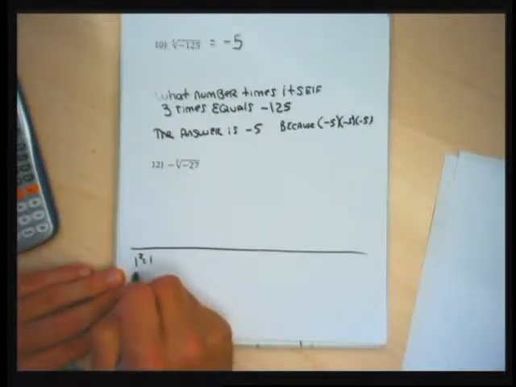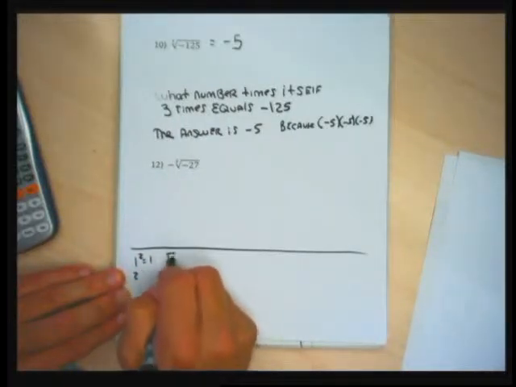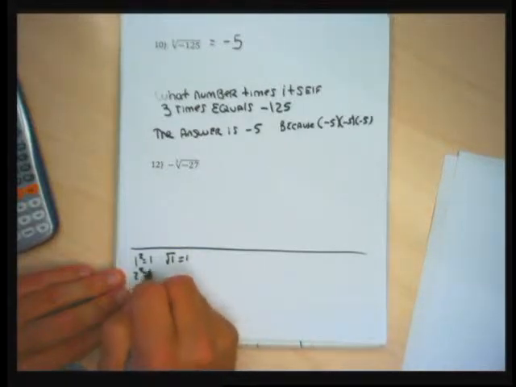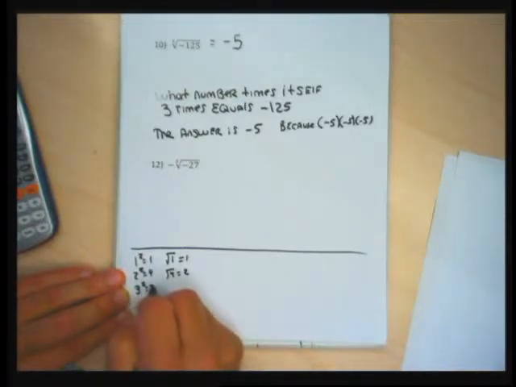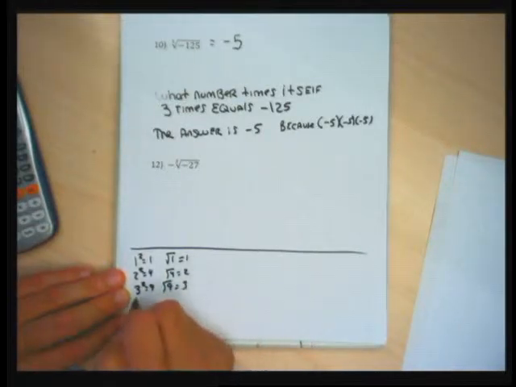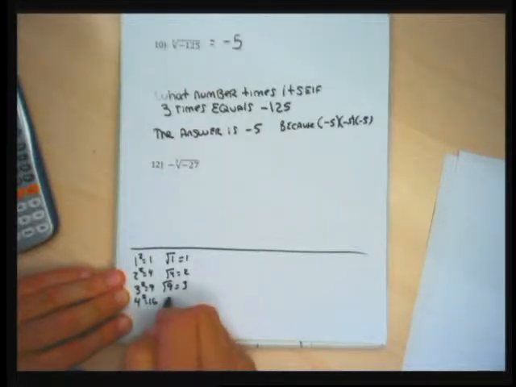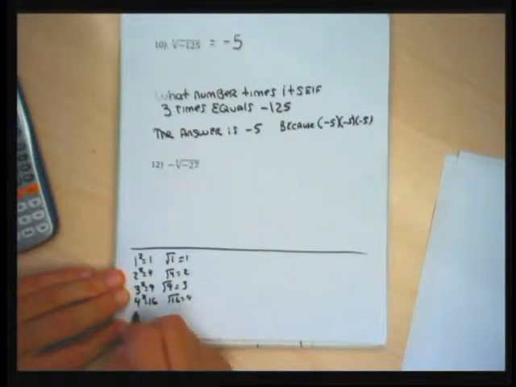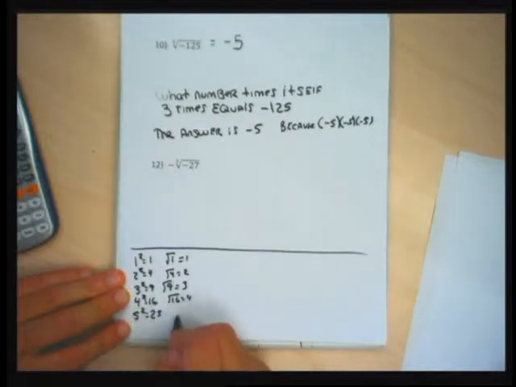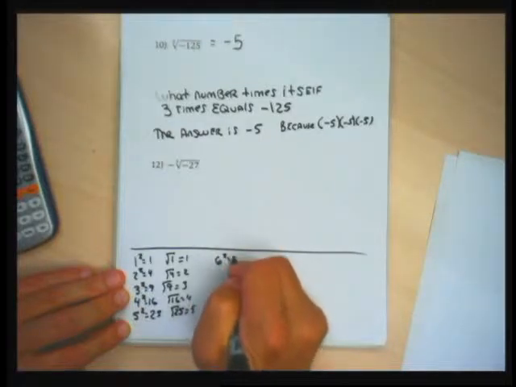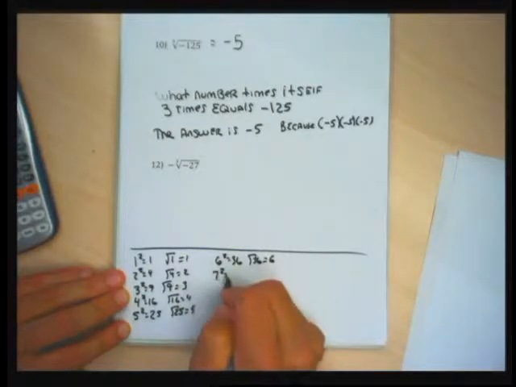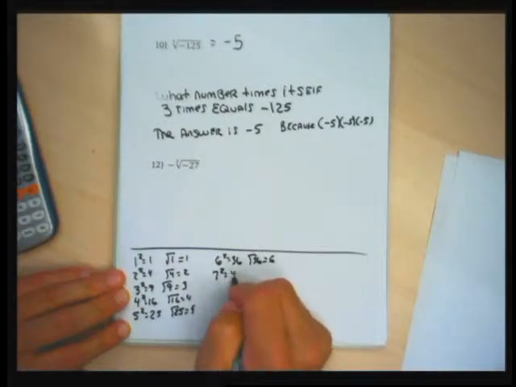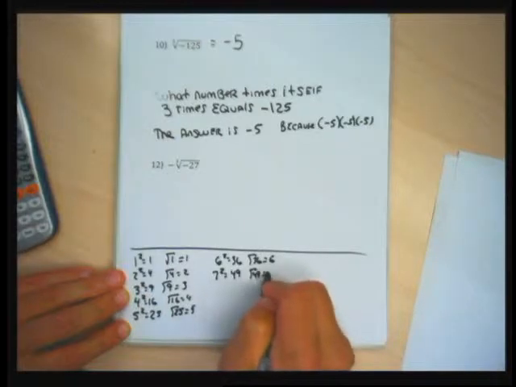That 1 squared is 1, which means the square root of 1 is 1. That 2 squared is 4, which means the square root of 4 is 2. 3 squared is 9, so the square root of 9 is 3. 4 squared is 16, so the square root of 16 equals 4. 5 squared equals 25, so the square root of 25 equals 5. 6 squared equals 36, so the square root of 36 equals 6. I'd probably know my squares up to 12. 7 squared is 49, so the square root of 49 is 7.